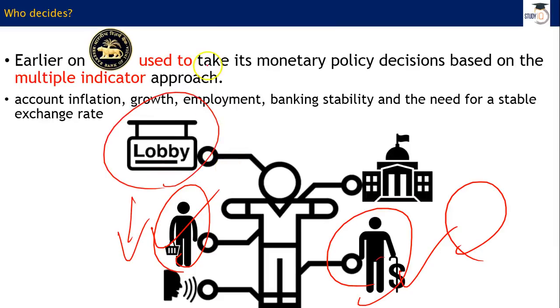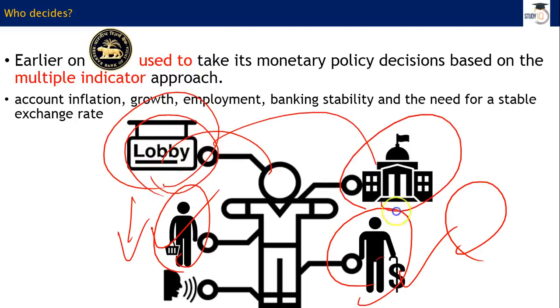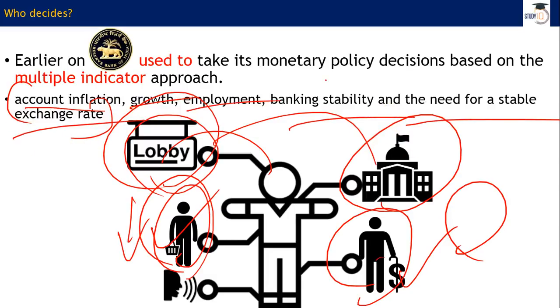Then you have businesses, right? They lobby RBI and they lobby government, and they want loans at cheaper rate. At the same time, government would wish for a higher growth rate, and government wants to keep inflation under control as well. So it was a bit tricky situation for RBI. These things were affecting the performance of RBI as well, because earlier on it used to take many things into account, like inflation, growth, employment, banking stability, and the need for a stable exchange rate, and many things.